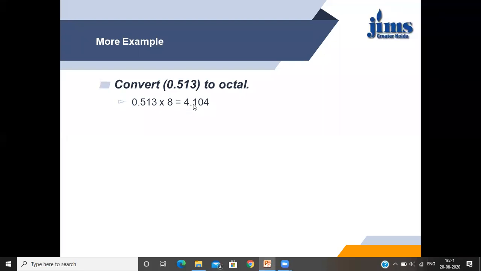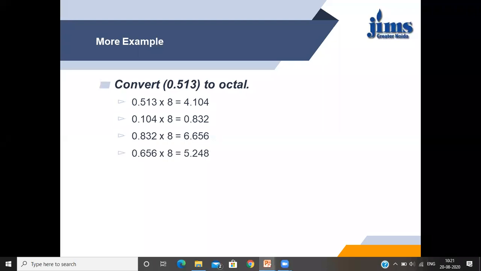Now again, the fraction 0.104 will be multiplied by 8 like this. Now here the coefficient is 0. Again 0.832 multiplied by 8 gives 6.656. Here the coefficient is 6. Next 0.656 is multiplied by 8. Here the integer part is 5.248. Now we can further multiply 0.248 by 8. Then we'll get 1.984. Again 0.984 multiplied by 8 is 7.872.